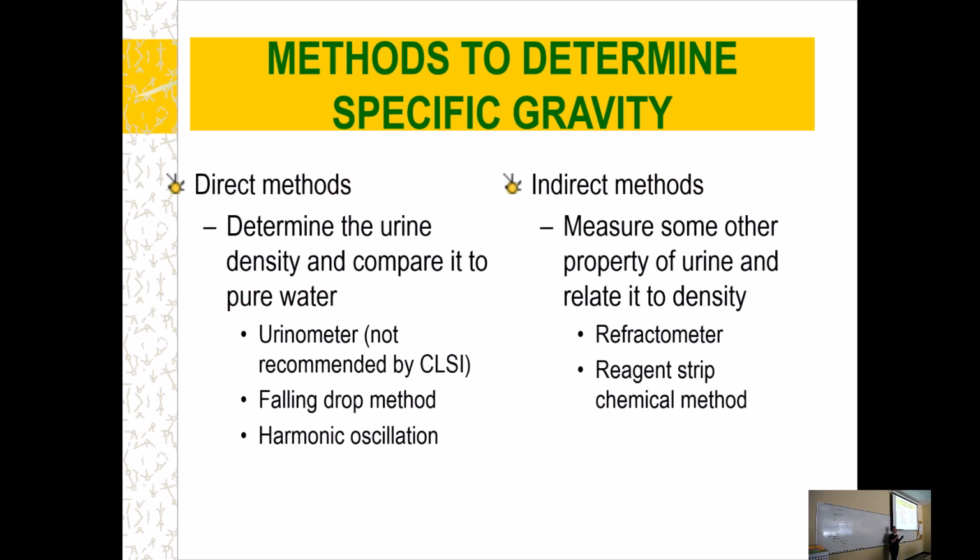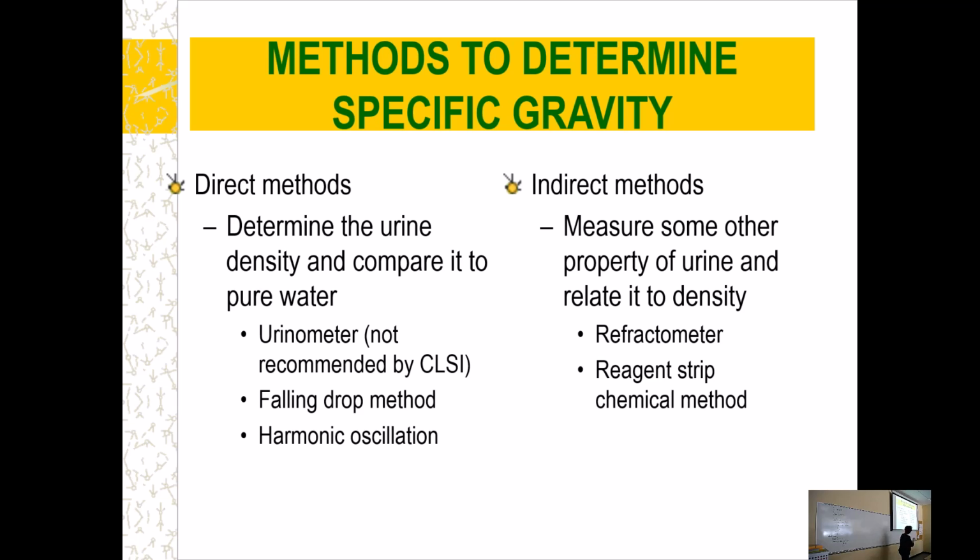So how do we measure specific gravity? There are direct methods and indirect methods. Our direct methods compare the density to pure water: urometer, falling drop, harmonic oscillation. Most of these are not used anymore. Sometimes we'll see harmonic oscillation in some places. Some places still have these hanging around, but most of the time they're not validated and they're in a closet somewhere. We just don't use that.